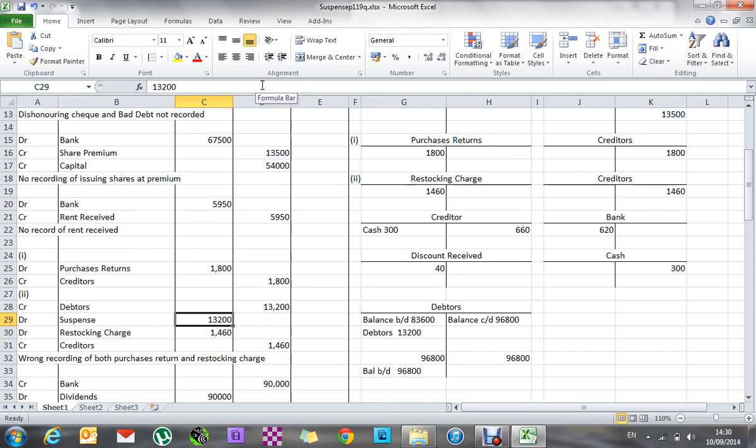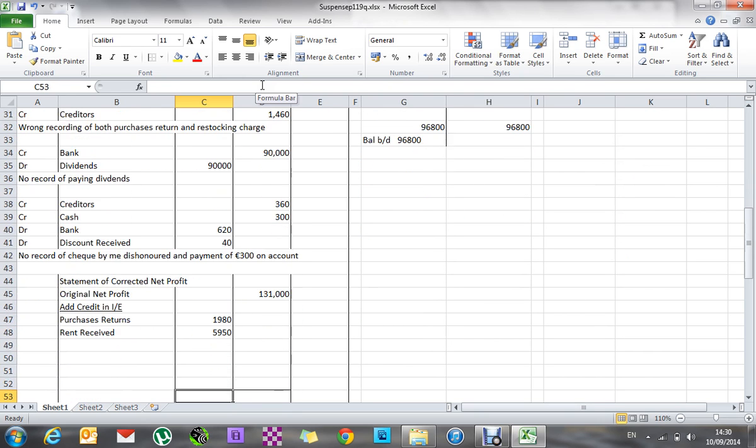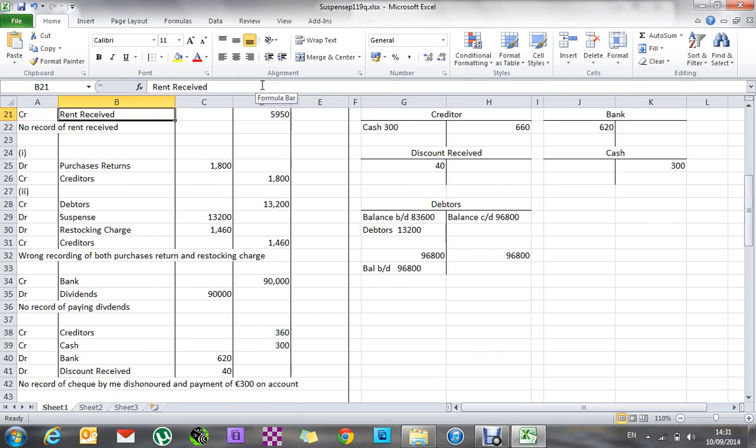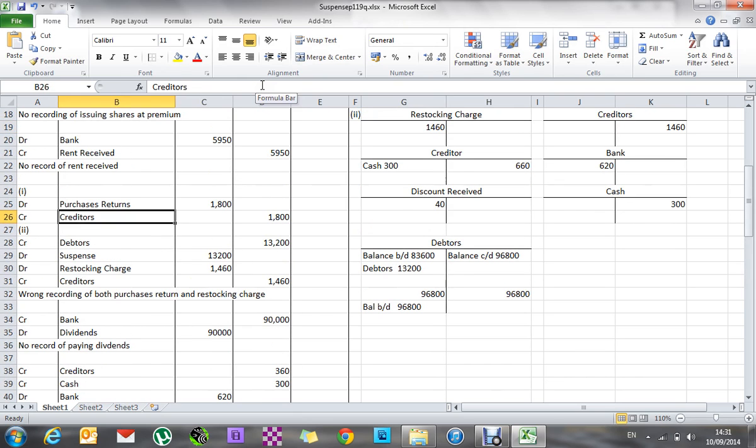So restocking charge 1460, that restocking charge is a charge, money we were charged, so that's going to be an income or expense. So this restocking charge, money we were charged, is going to be an expense for us. So 1460 restocking. Next one. So we've done a restocking charge. Creditors, no, that goes to the balance sheet.